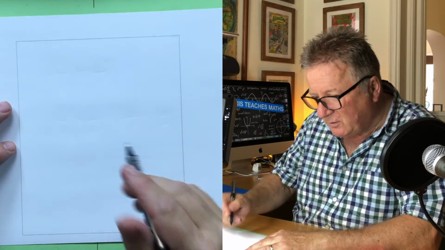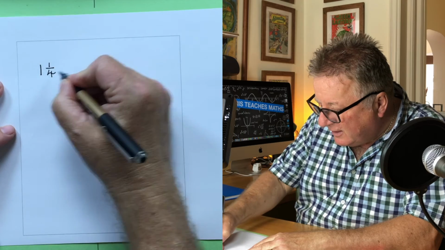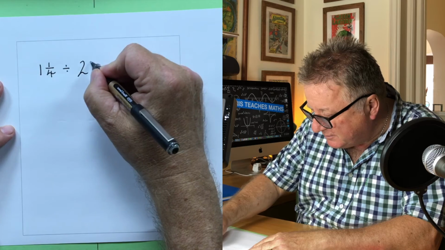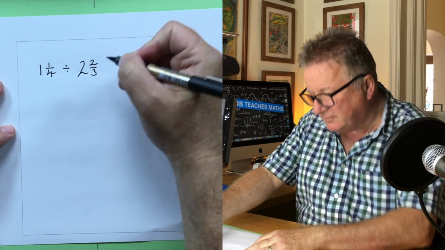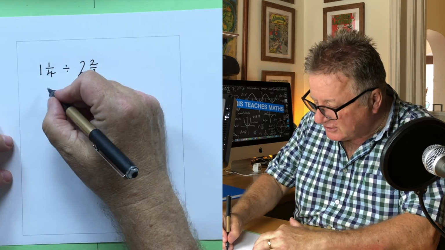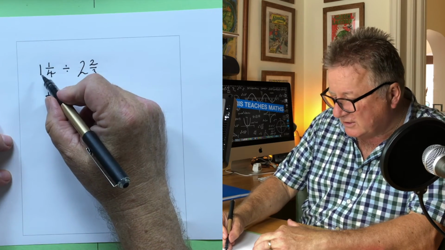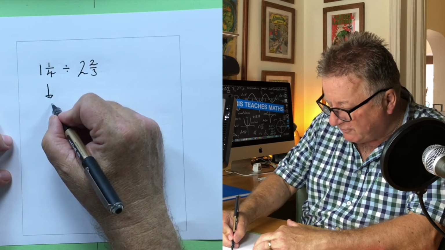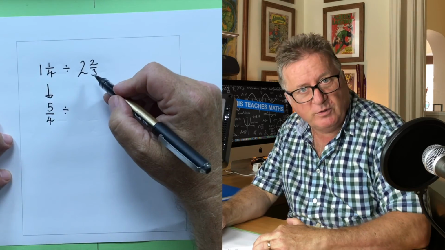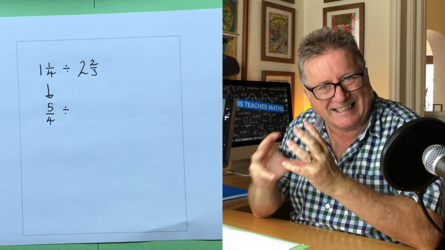Okay, so here we go. We're going to have 1 1/4 divided by 2 2/3. Again, we're going to move this to top-heavy improper fractions. So 1 1/4, quarters, 4 quarters and a whole. So that's 4 quarters plus that 1, which is 5 quarters. Divided by 2 2/3. Thirds. 2 whole ones is 6 thirds.